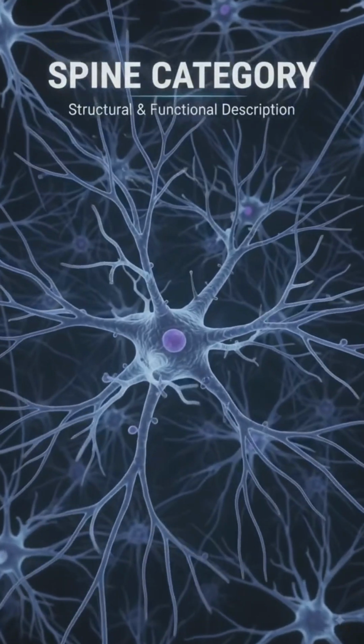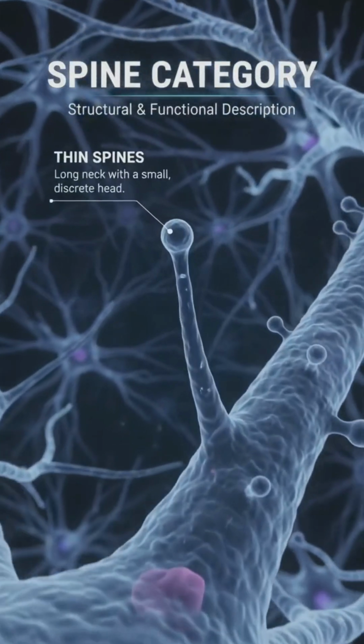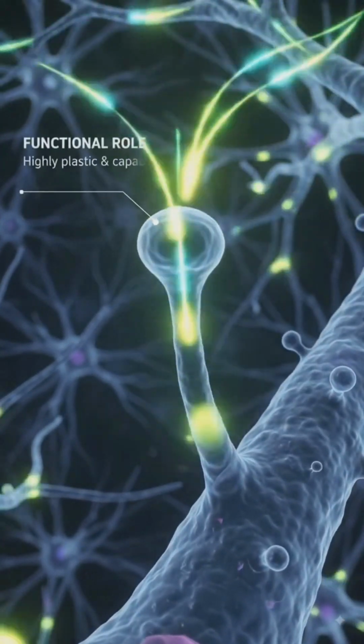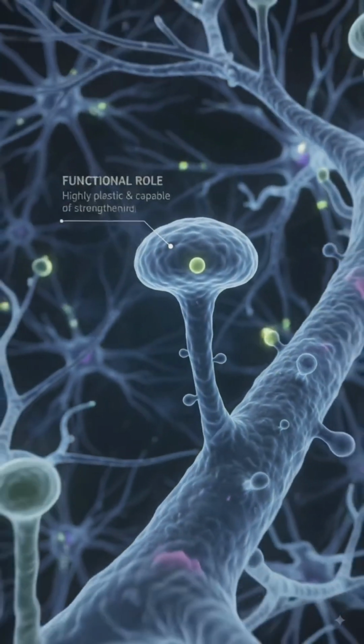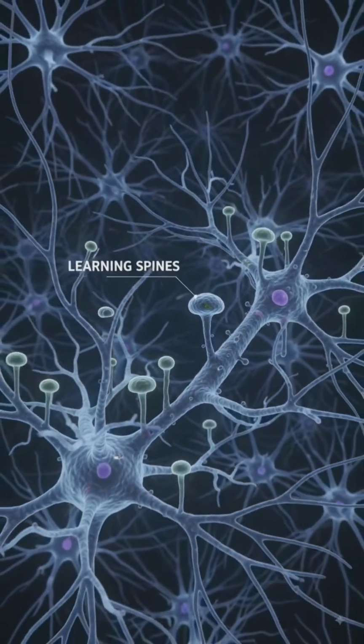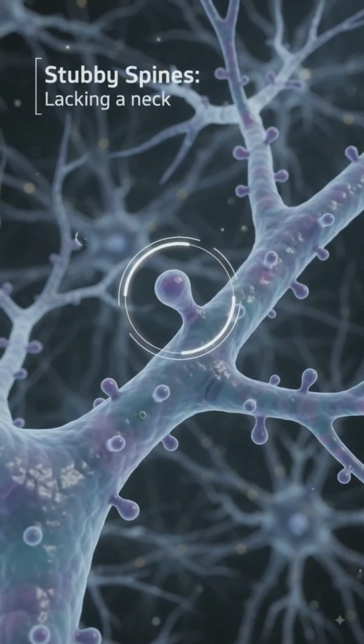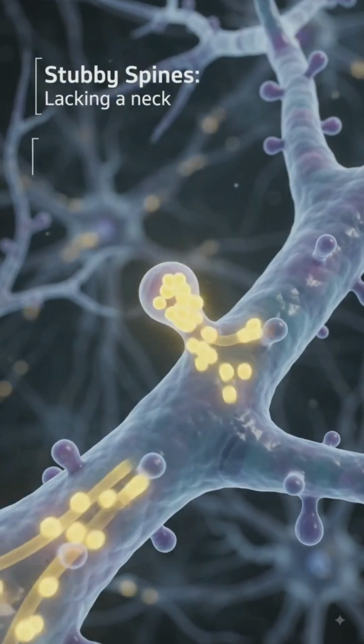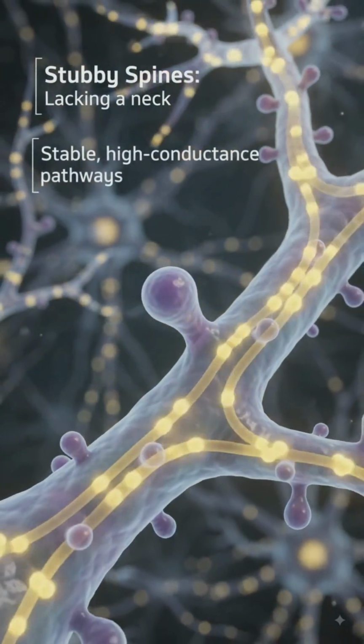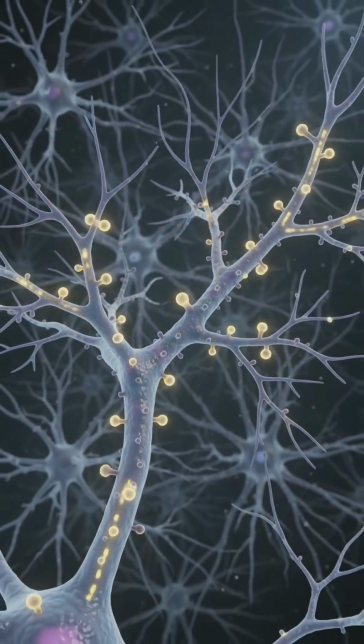Dendritic spines are crucial for brain function. Thin spines have a long neck and a small head. They are learning spines capable of strengthening. This plasticity is the foundation of memory. Stubby spines lack a traditional neck. The head attaches directly to the dendrite. They provide stable, high-conductance pathways. They are common in early development.